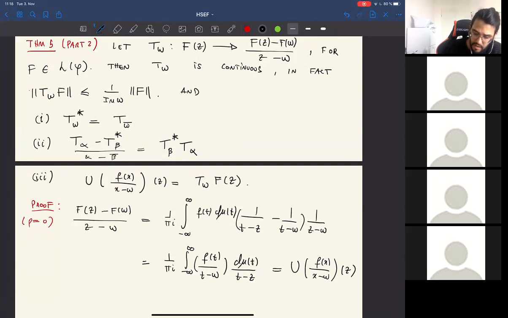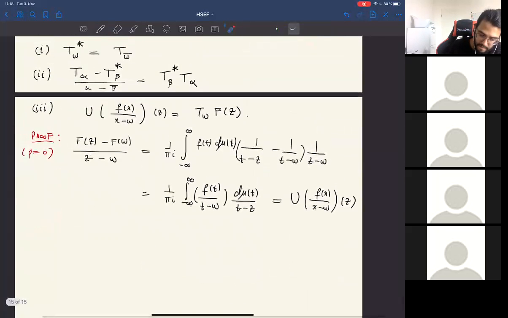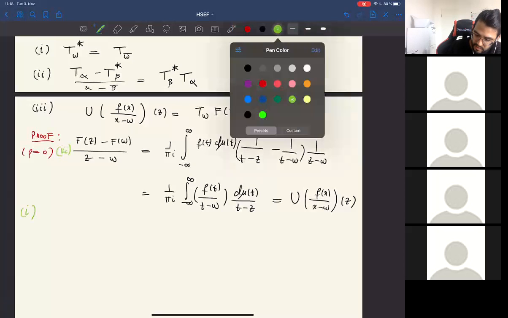Okay, to prove it's continuous, we will actually prove this inequality here, but to prove this inequality it is best to prove these two items first. So that was item 3. Let me now prove item I.